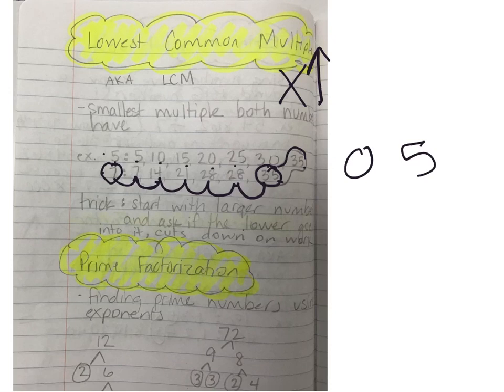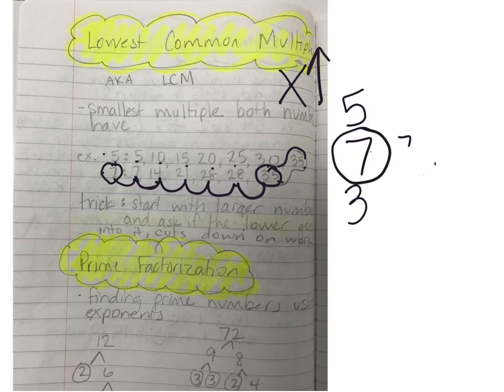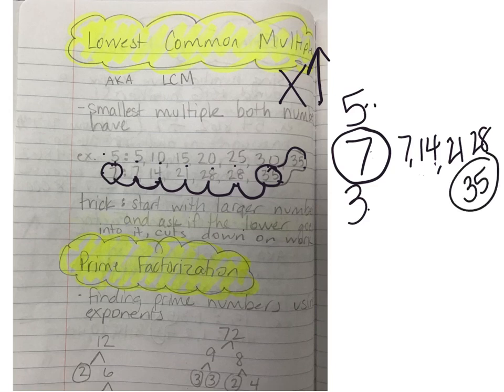Sometimes they will ask you to look at 3 numbers. On the test, I know that they're going to ask you to look at 3 numbers. So if I look at like 5, 7, and say 3 maybe. Again, start with a big number. 7, 14. Does 5 go into 14? No. 21, 28. 5 doesn't go into any of these, so keep going because they have to go into all of them. 35. Ooh, 35 it goes into.